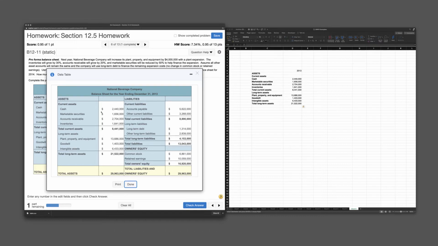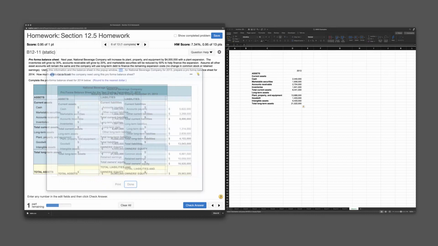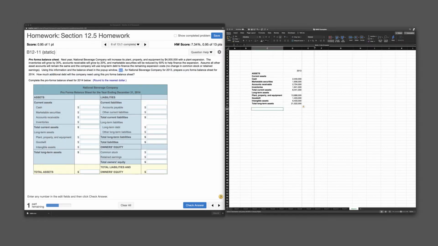Okay, so again, I've just copied the 2013 numbers here of the current assets and long-term assets, and we're going to figure out the adjustments that will be made. So in other words, any changes, we're going to sort of keep track of here. And then we'll get to our 2014 assets.